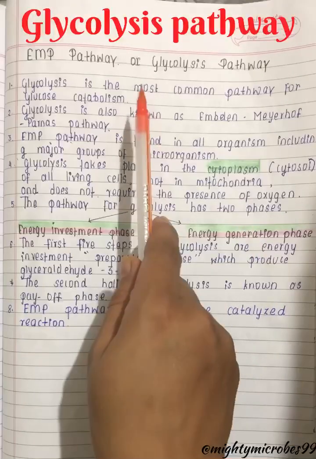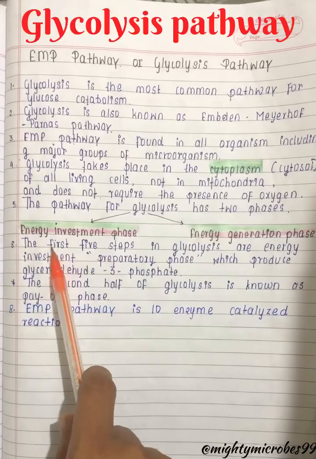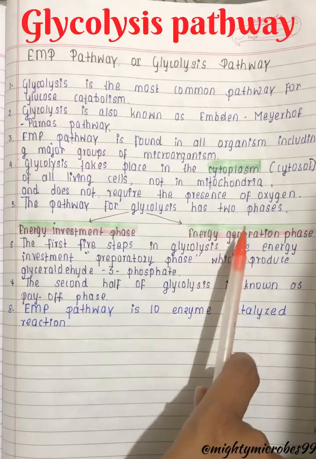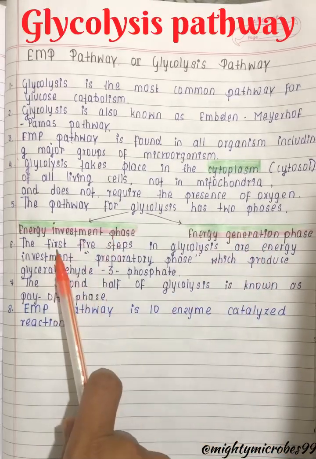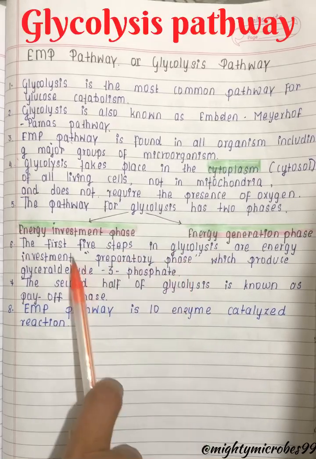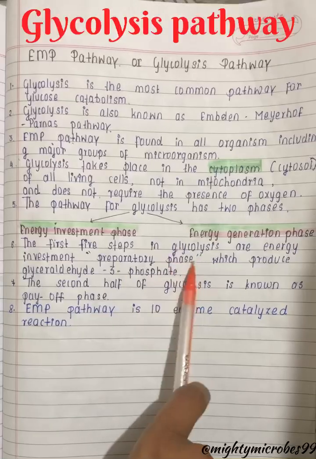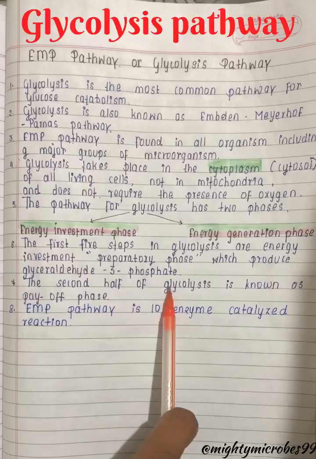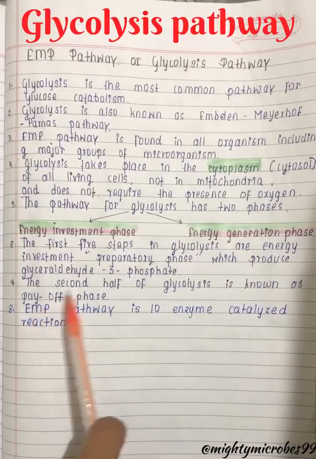This EMP pathway occurs in two phases. First is the energy investment phase and second is the energy generation phase, which is also the payoff phase. The first 5 steps in glycolysis are the energy investment phase, also known as the preparatory phase, which produces glyceraldehyde 3-phosphate. The second half of glycolysis is the energy generation phase, also known as the payoff phase.